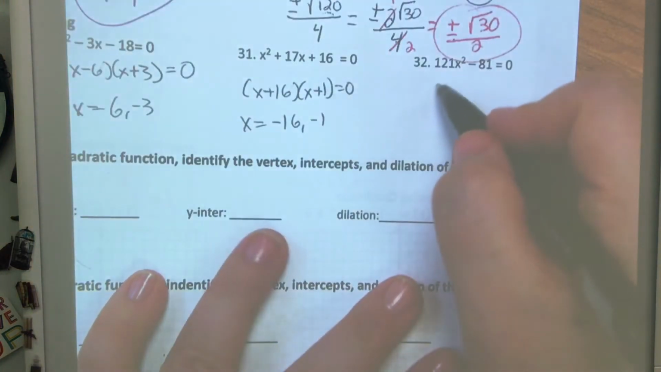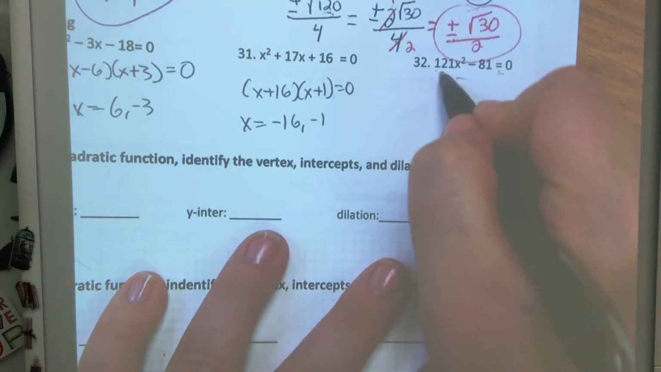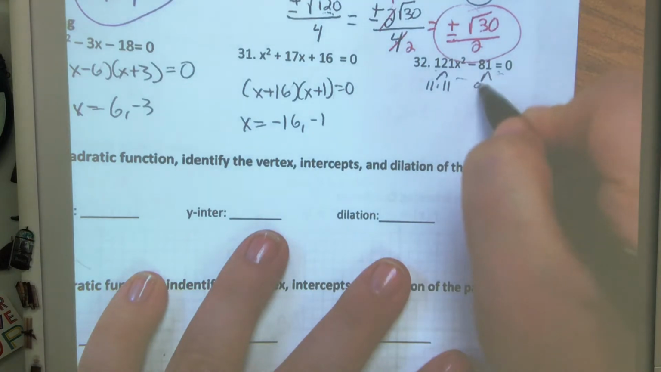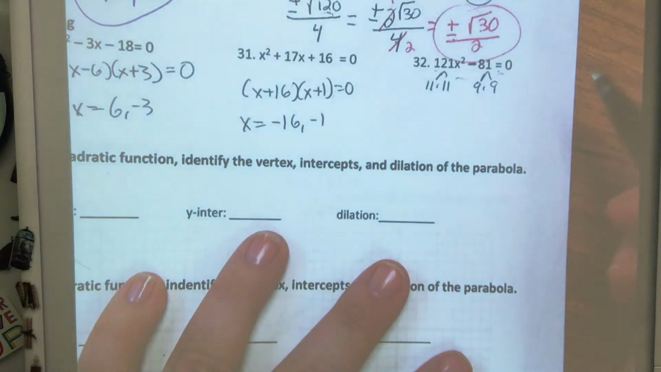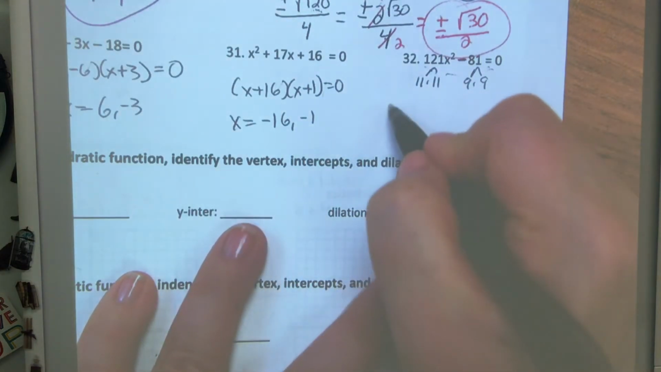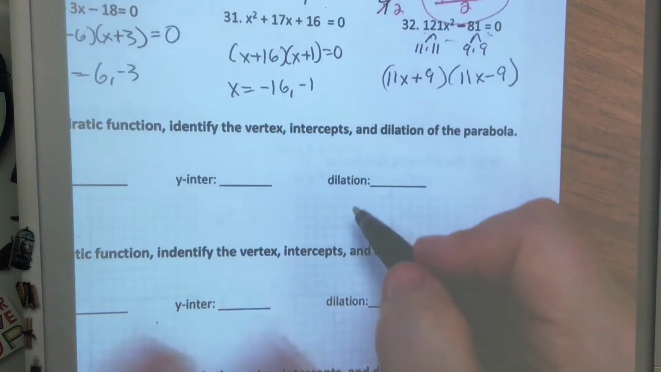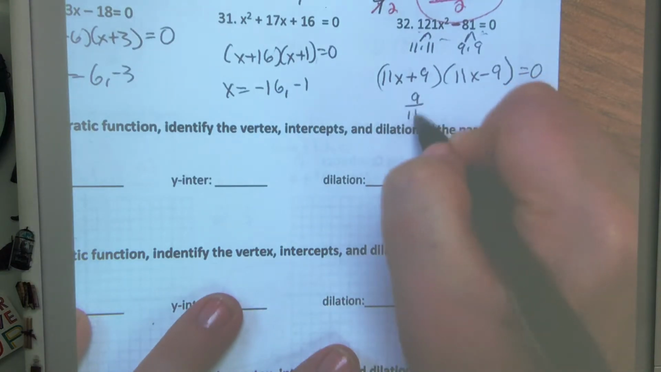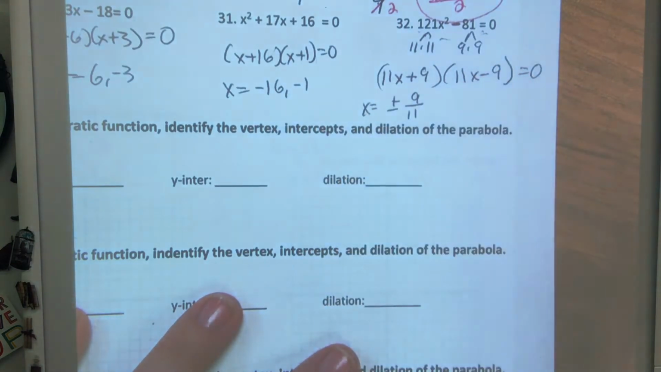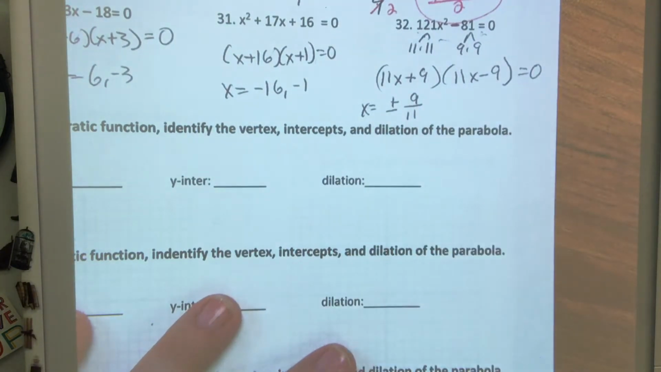And this last one, it's kind of hard. I don't think you're going to have anything this hard on the test, I hope. But remember, 121 is 11 times 11. 81 is 9 times 9. And because of this minus sign right here, it's a difference of squares. So I can go 11x plus 9 and 11x minus 9. And I need to solve it. Again, set it equal to 0. And you should get x equals plus or minus 9 over 11. Okay, just do these on your own, solve for x.